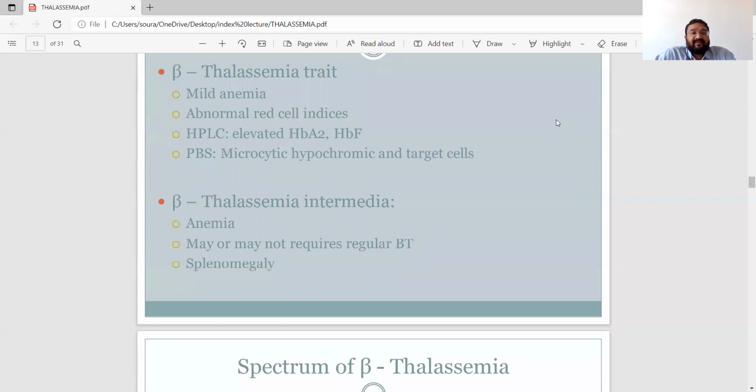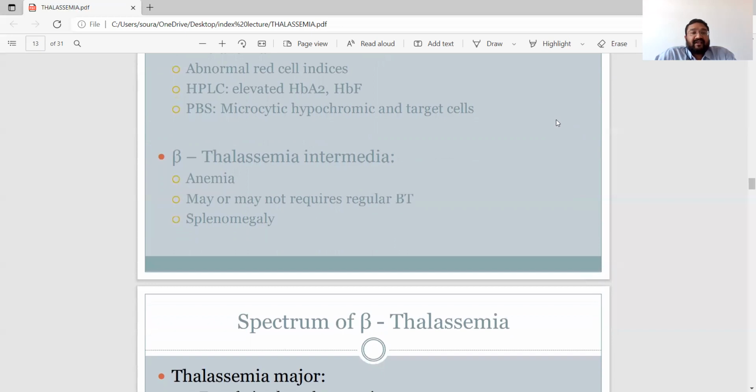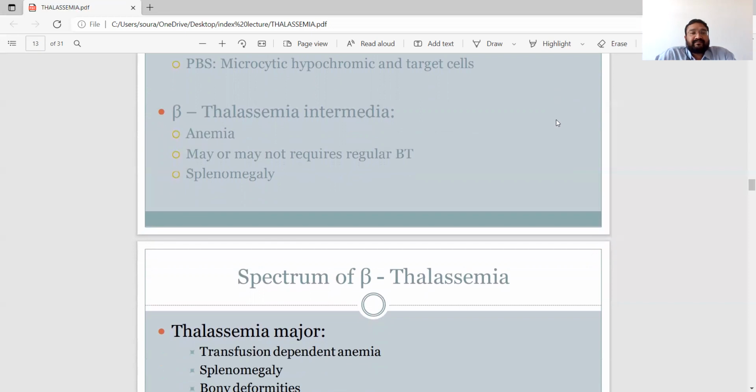The second variety of beta thalassemia is beta thalassemia intermediate. Again, the child will present with anemia. This patient may or may not require regular blood transfusion, and usually splenomegaly is present.